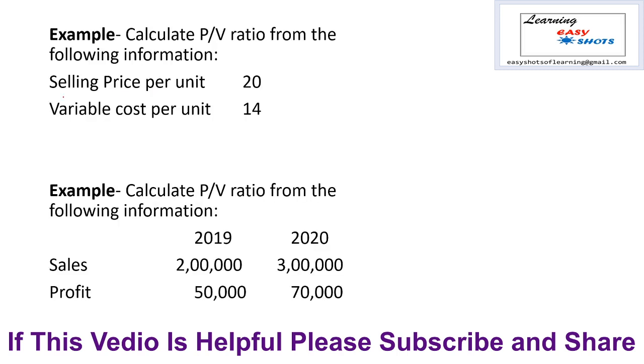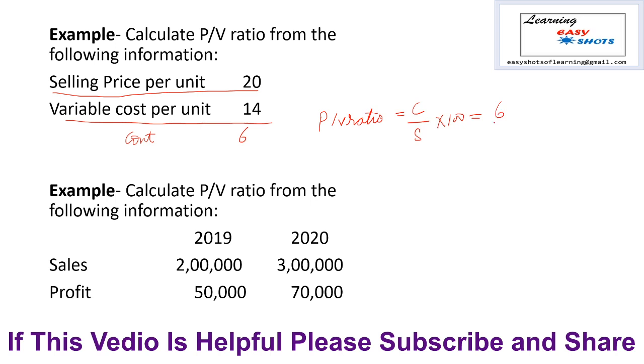In the first example, the selling price per unit is rupees 20 and the variable cost per unit is rupees 14. Now, in this example, we can comfortably find out the contribution per unit. Here the contribution is rupees 6. So we use our standard formula to calculate PV ratio, that is contribution upon sales into 100. Here the contribution per unit is rupees 6 and the selling price per unit is rupees 20, into 100. So our PV ratio is 30%.